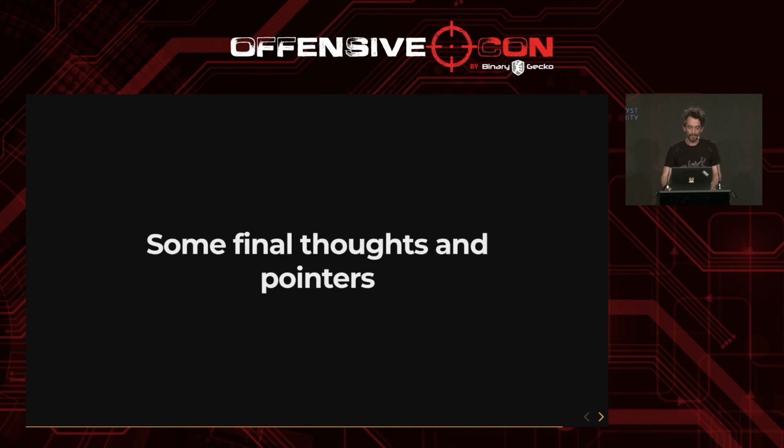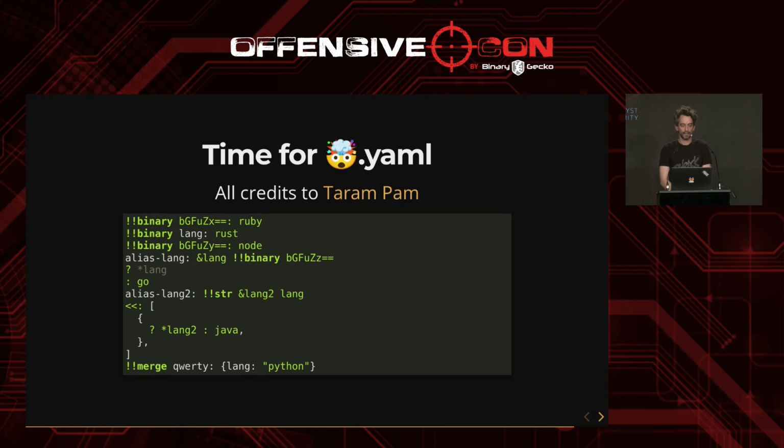I have some final thoughts and some pointers. So we had 3 different languages in one YAML file. And after I published this tweet where I had those 3 and the magic YAML and everything, someone approached me in a DM and was like, hey, wow, this is interesting, I think I found some more. And in the end they sent me this, which is Ruby, Rust, Node, Go, Java, and Python.